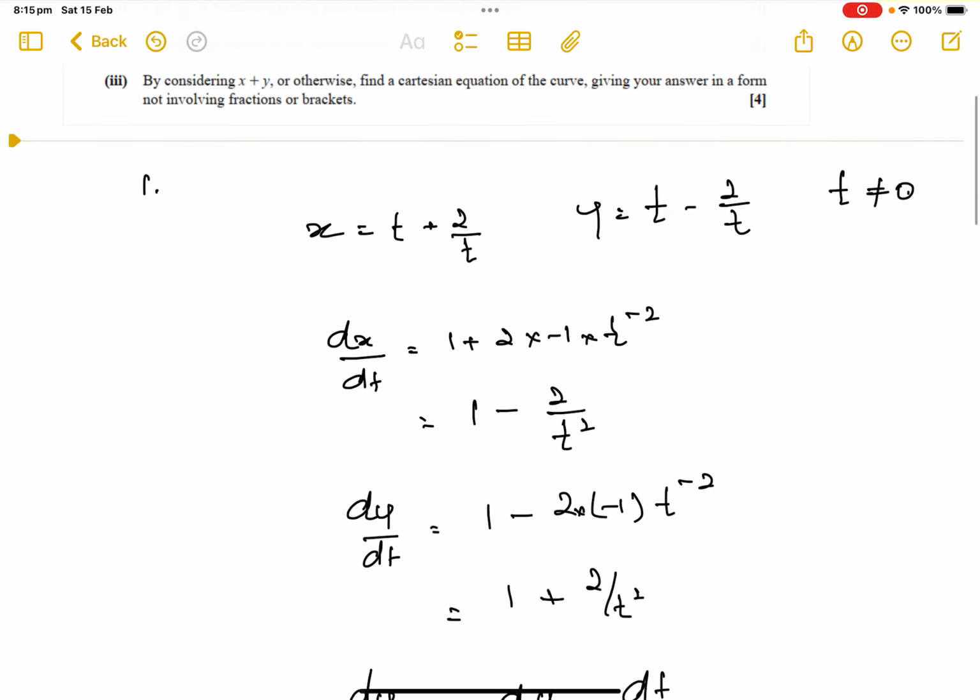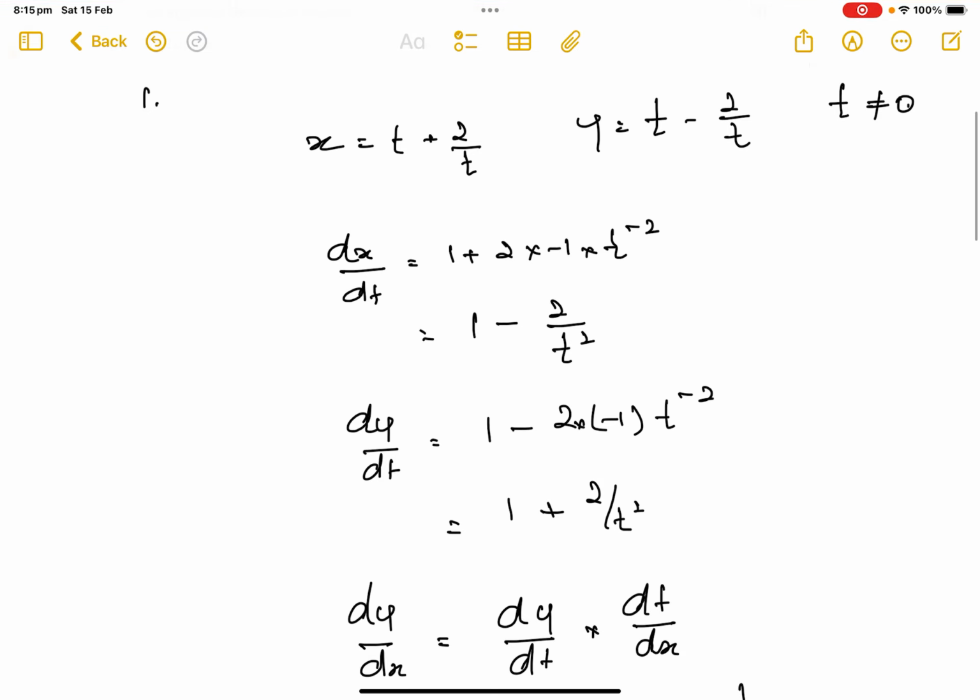Right, so x = t + 2/t and y = t - 2/t. So x can be written as t plus 2t to the power minus 1. The same thing here, y is t minus 2 times t to the power minus 1. So it's easy to understand how this differentiation works.